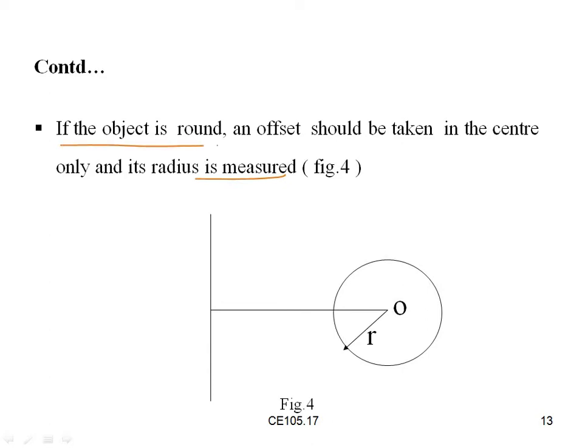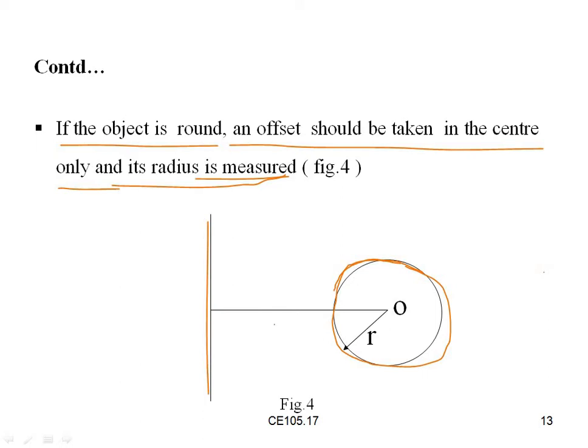If the object is round, an offset should be taken at the center only and its radius measured. So here, this one is the object, you can see. The center point O of the object is known, and this is our chain line. From here, keeping the point at the center, we take the radius R, and this is the offset point.